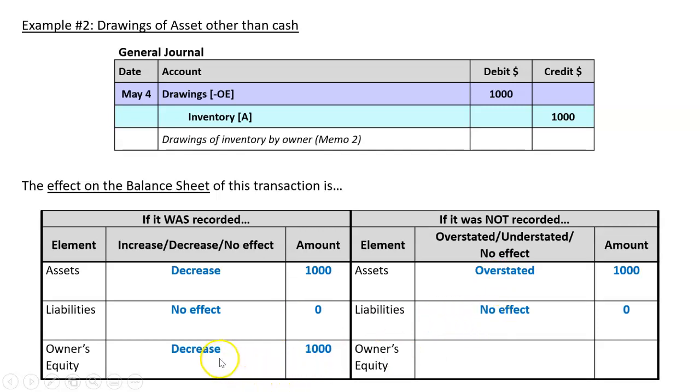And then owner's equity should decrease 1,000, but it didn't. It's too high. It hasn't gone down. So we would use the term overstated by 1,000. And what we remember is make sure our words are balanced there. So we've got assets overstated 1,000 must equal liabilities, no effect, plus owner's equity overstated 1,000. Our words balance, and we've got that one correct.